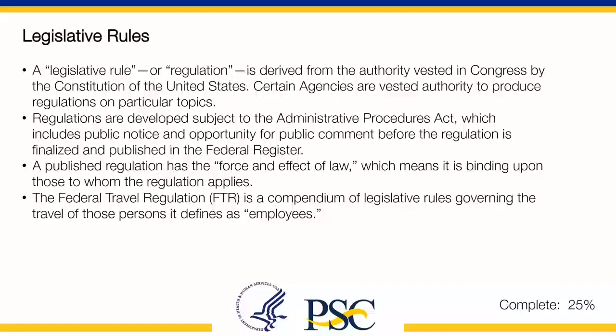A legislative rule or regulation is derived from the authority vested in Congress by the Constitution of the United States. Certain agencies are vested authority to produce regulations on particular topics. Regulations are developed subject to the Administrative Procedures Act, which includes public notice and opportunity for public comment before the regulation is finalized and published in the Federal Register.